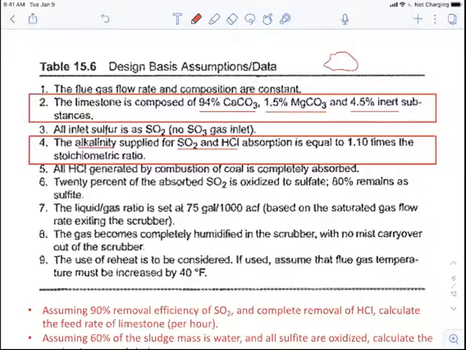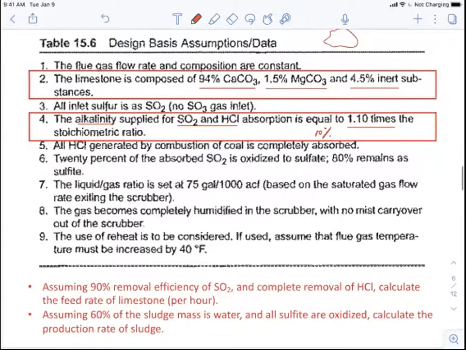So it says that the alkalinity supplied is equal to 1.1 times the stoichiometric ratio. So basically we're providing 10% more of the required limestone to the reactor to achieve the complete removal, or most of the removal, of these acidic gases. So these are the complexities in this problem.